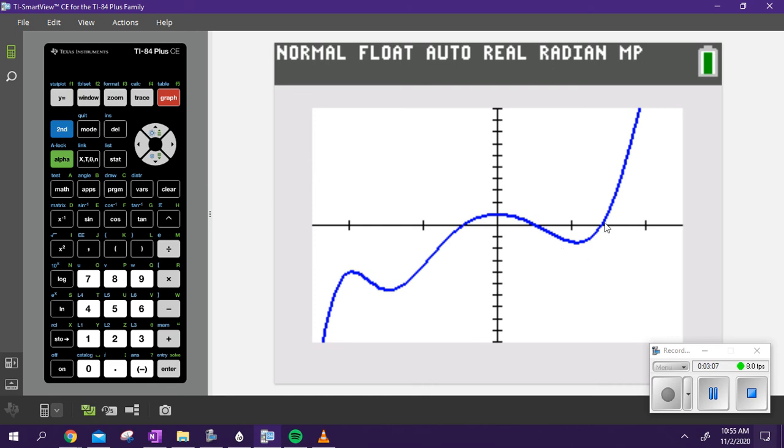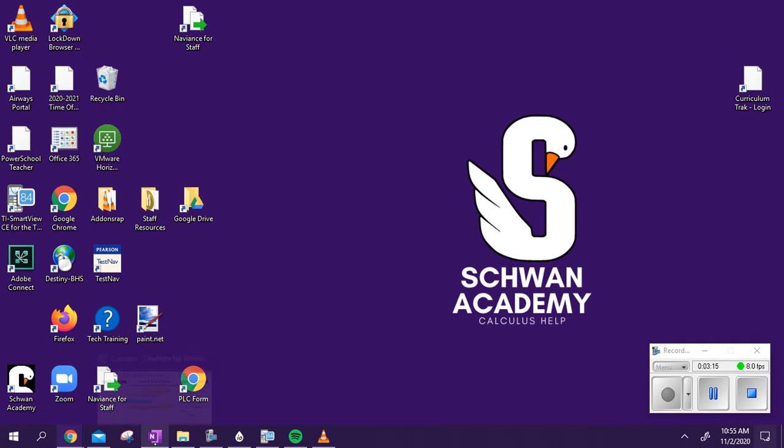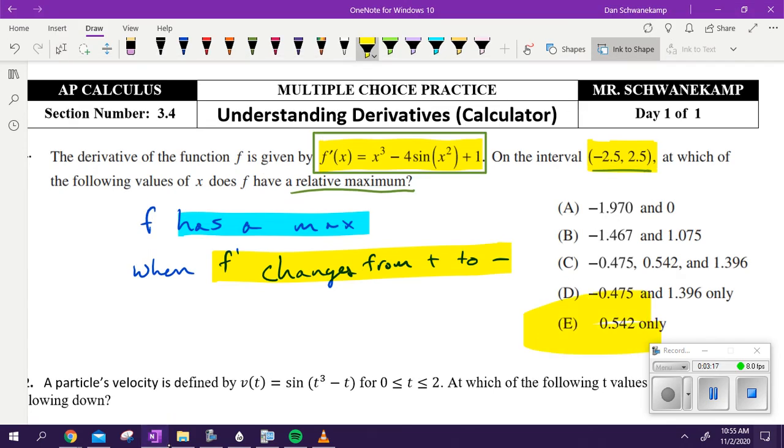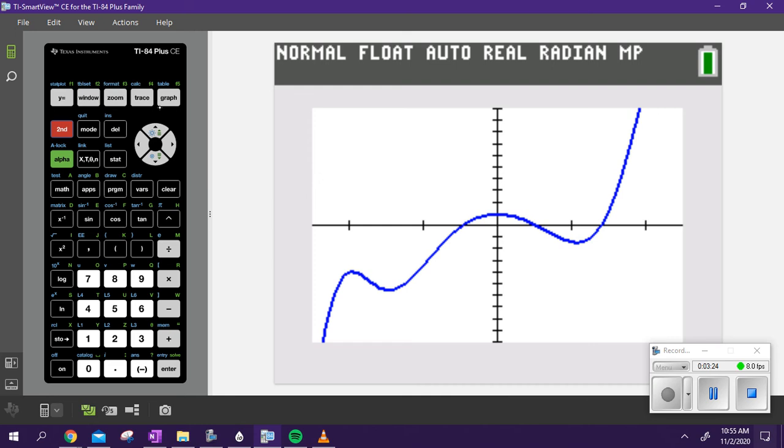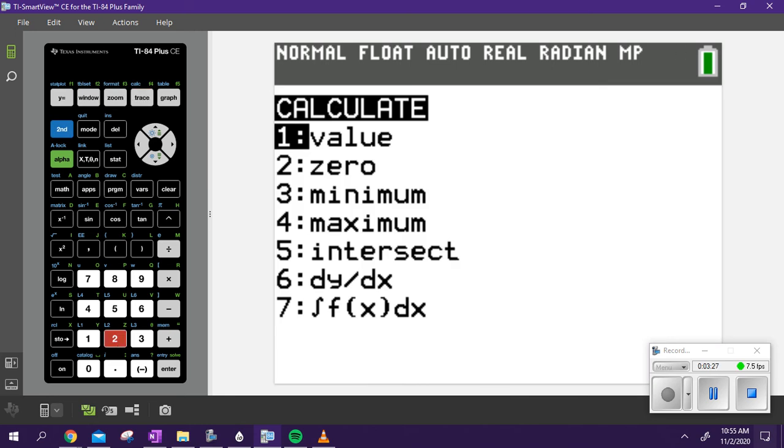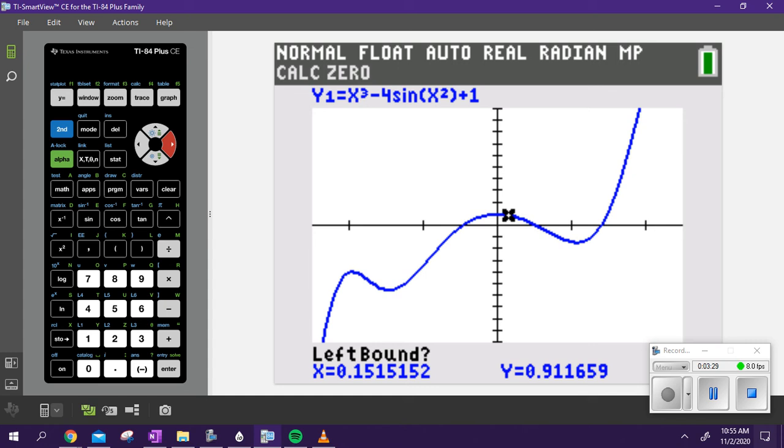And then what is this spot right here? That's a minimum again because I'm going from negative to positive. So there's only one, and it's between 0 and 1. The answer is E. It's the only one where there's one of them, and my answer is between 0 and 1. If I wanted to calculate it for real, I could go second, calculate, zero. Remember, you have to move the cursor to the left of that spot, hit enter. Move your cursor to the right of that spot, hit enter. It says guess, hit enter again. Oh yeah, 0.542. That is the maximum because f prime changed from positive to negative.